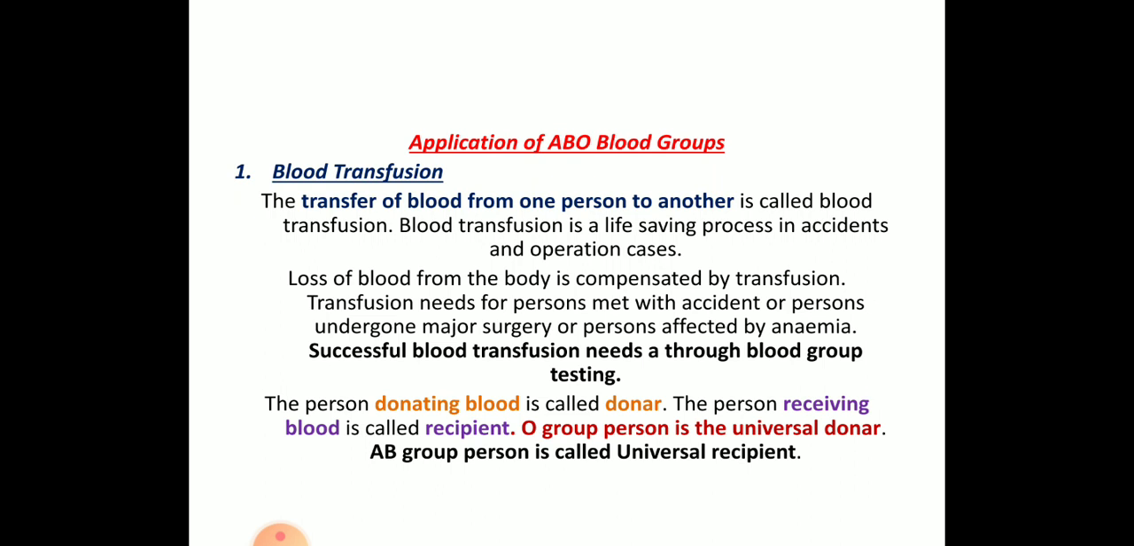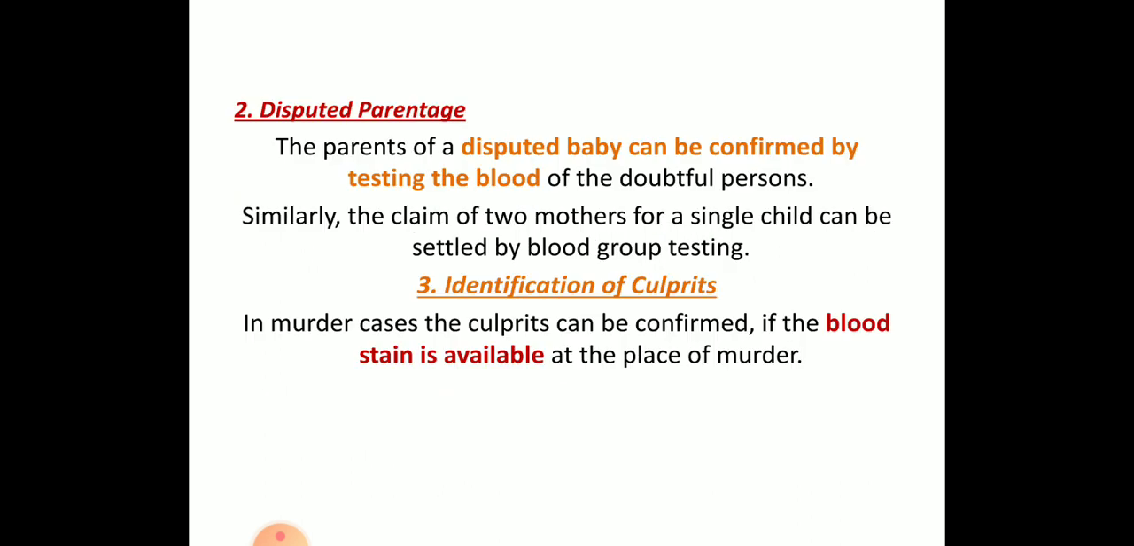A successful blood transfusion needs blood group testing. It is very important. You should know what type of blood you can take, and what type of blood can be given to the other person from you. So that is very important. The person donating blood is called the donor, and the receiving person is called the recipient. O group, as I said, is the universal donor, and AB is called the universal recipient or acceptor.